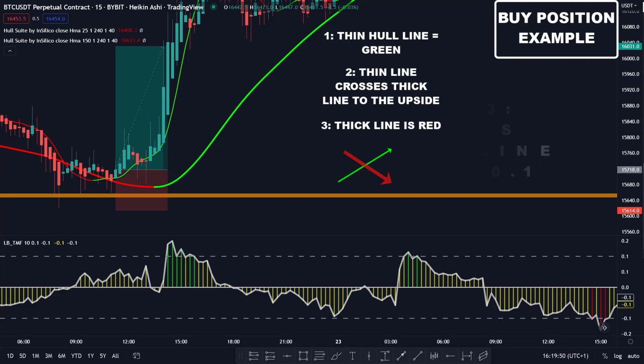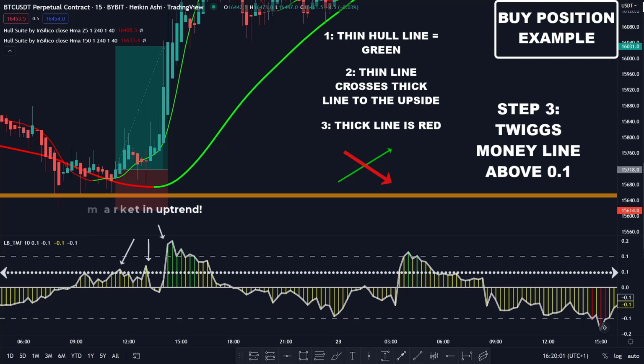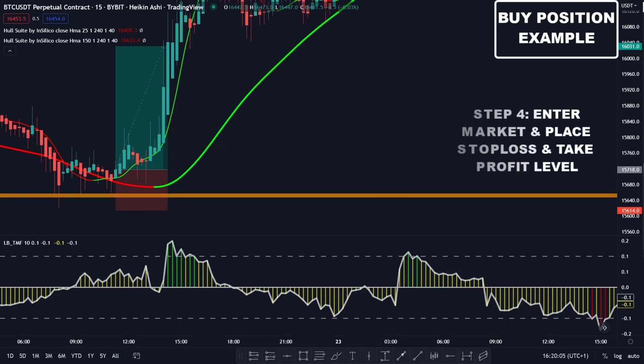If all these conditions are met, we only have one condition before we take a long position. Step 3. Twiggs Money line must be at or above 0.1 in an ascending manner. The Twiggs Money line squirms around the 0 horizontal line. Whenever it is becoming positive, the market is in an uptrend or starting one.